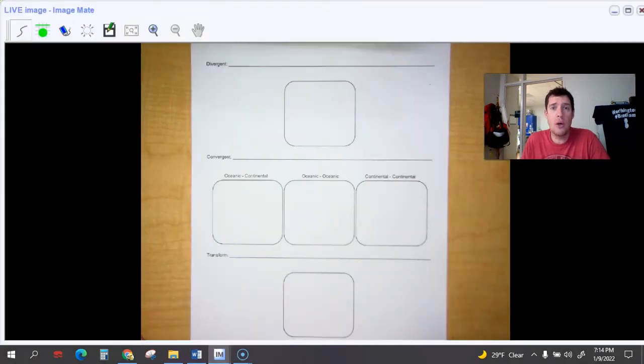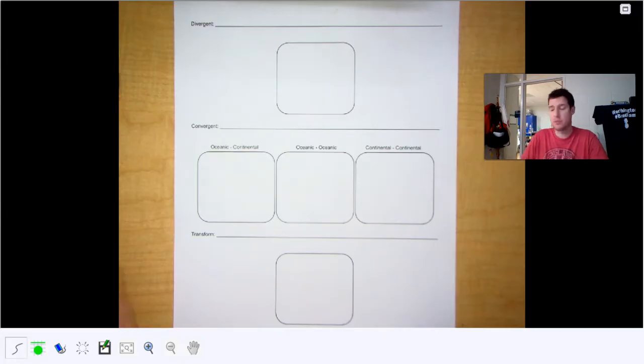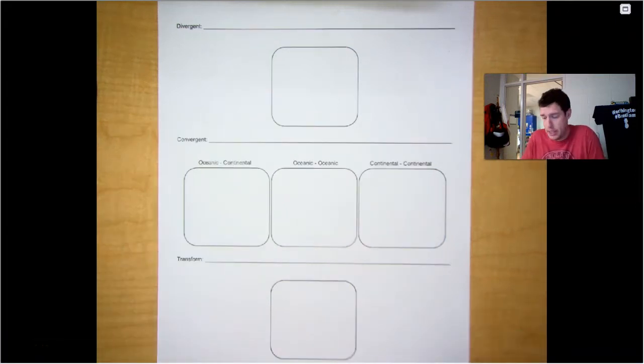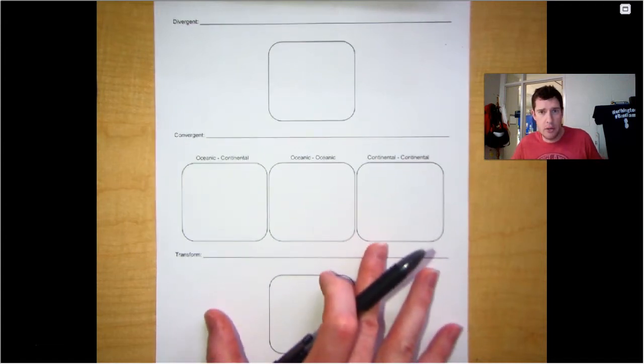Now, what we need to go over briefly before you have your next project is these plates do move around the world, but they don't move the same way. They don't move in all the same directions. All right? So there are some words that we need to know, and the definitions of these words explain how plates are moving. Okay? So you have this page right here in front of you.